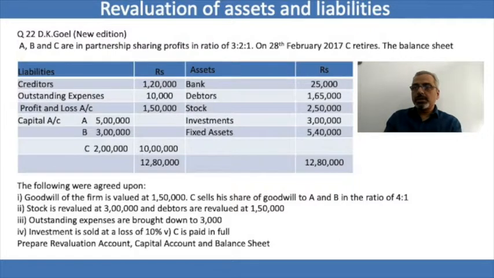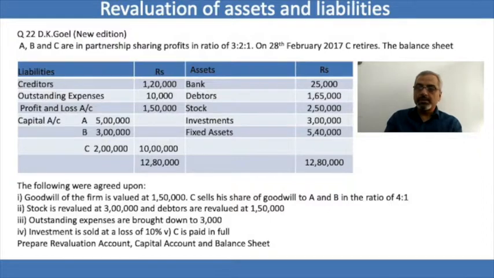The question says A, B, and C are in partnership sharing profits in the ratio of 3:2:1. On 28 February 2017, C retires and the balance sheet is given on that date. The liability side shows creditors 1,20,000, outstanding expenses 10,000, profit and loss account 1,50,000. The capital of the three partners A, B, and C is 5 lakh, 3 lakh, and 2 lakh respectively. So total becomes 10 lakh, and the total of the liability side becomes 12,80,000.